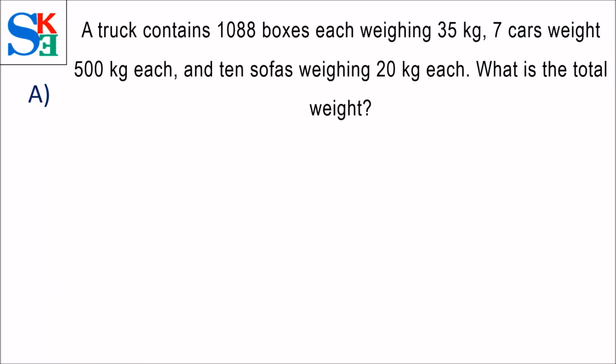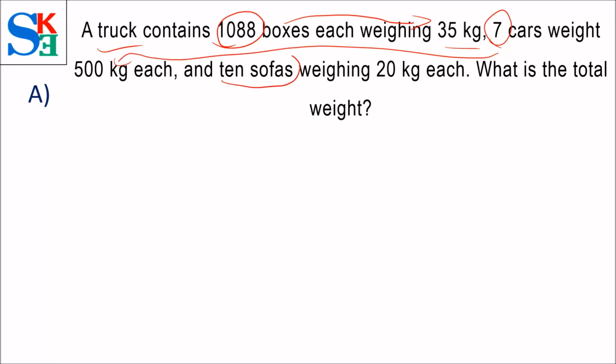Okay, so I'm going to start with A. So all it's saying, a truck contains 1,088 boxes, each weighing 35 kilograms. And there's 7 cars, each weighing 500 kilograms, and there are 10 sofas, each weighing 20 kilograms. Okay, so first let's do the boxes. 1,088 boxes, each weighing 35 kilograms. So 1088 multiplied by 35.